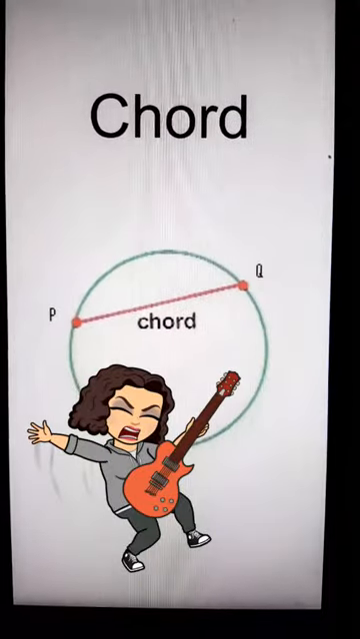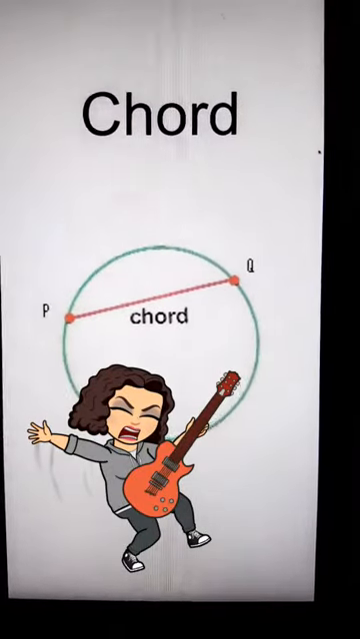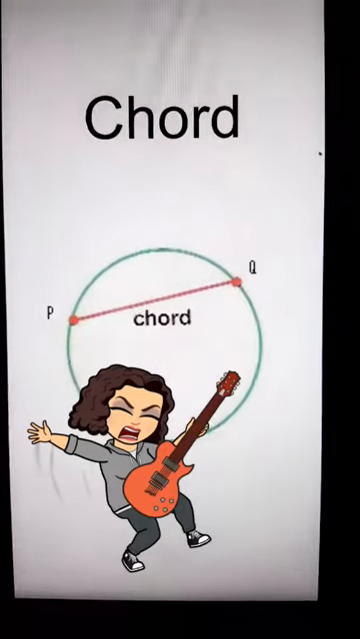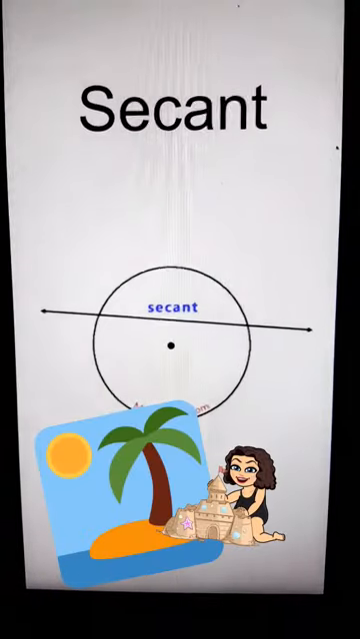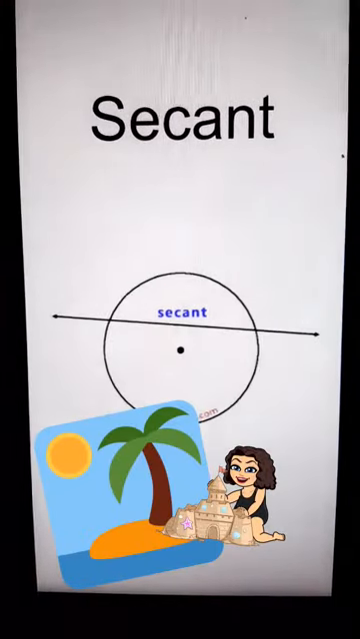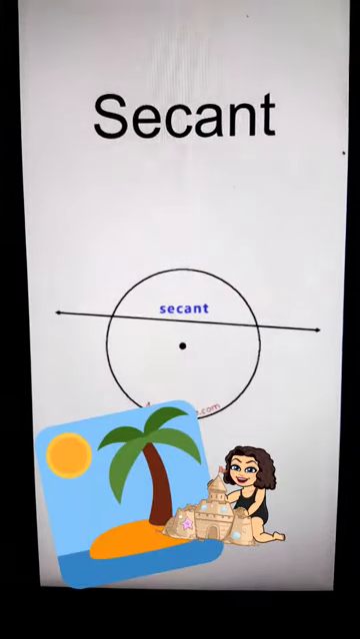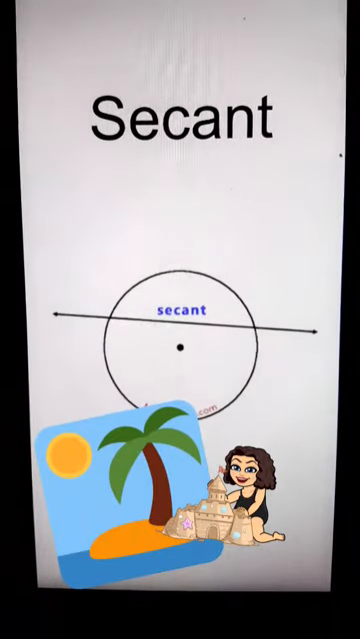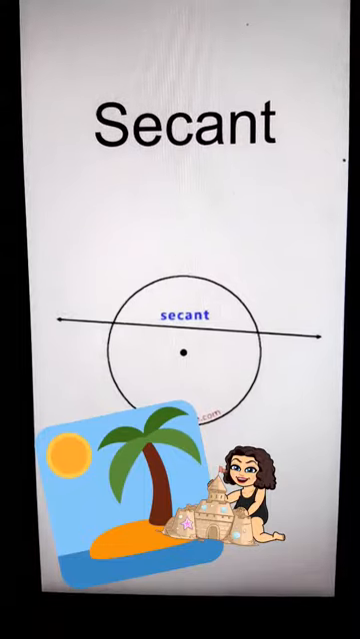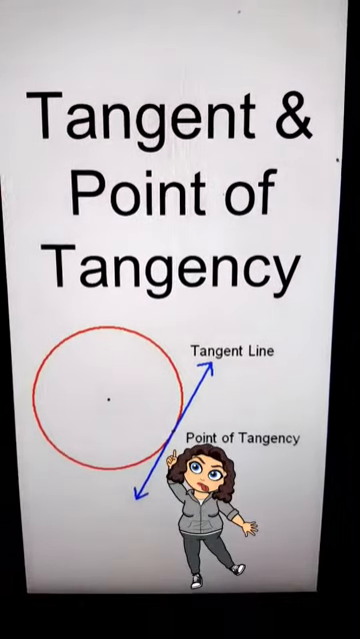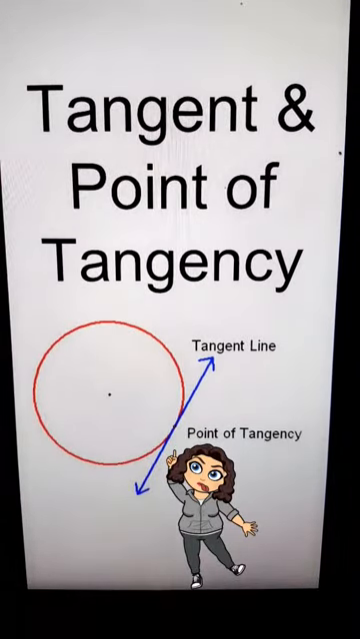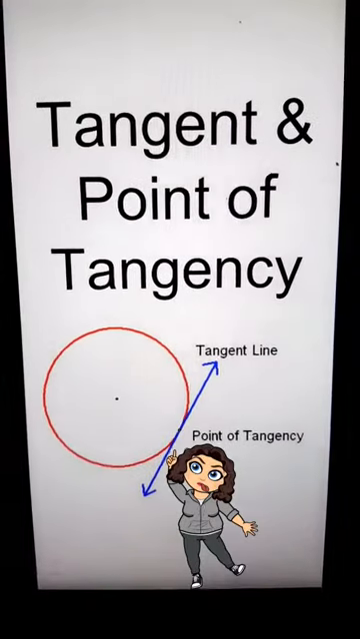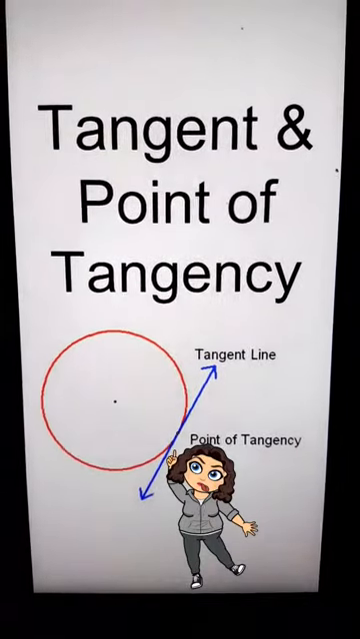The chord of a circle starts and ends on the circle. It can also be a diameter that goes through the center or a secant that goes out. Speaking of going out, a secant is a chord that goes through the circle and on at least one side goes out off the circle. So it goes straight outside the circle. The tangent, or the point of tangency, is when a line touches the circle at only one point. That one point is called the point of tangency.